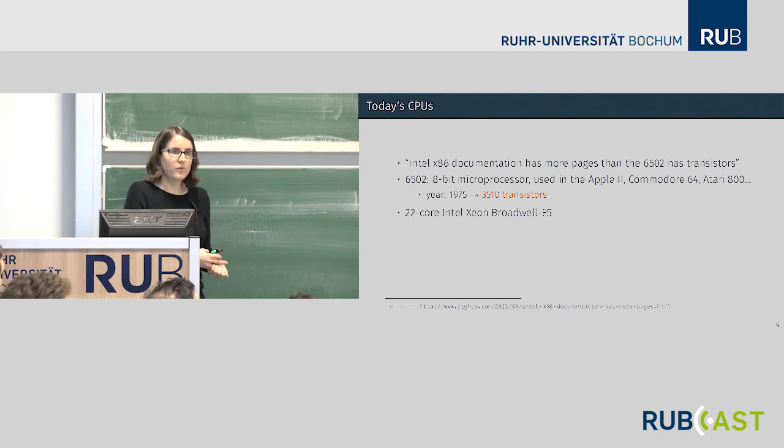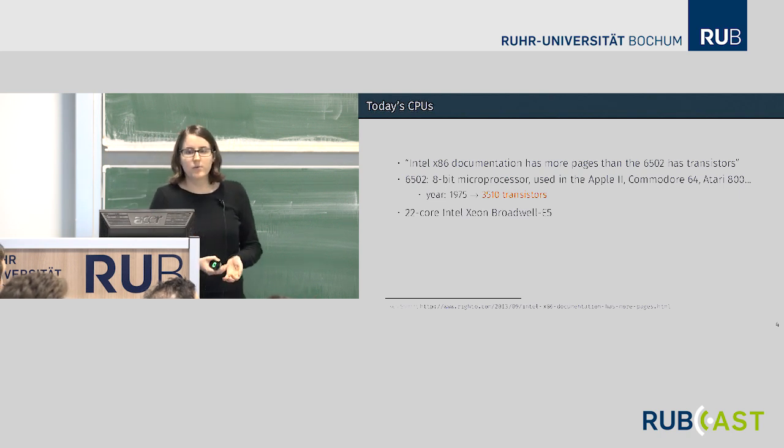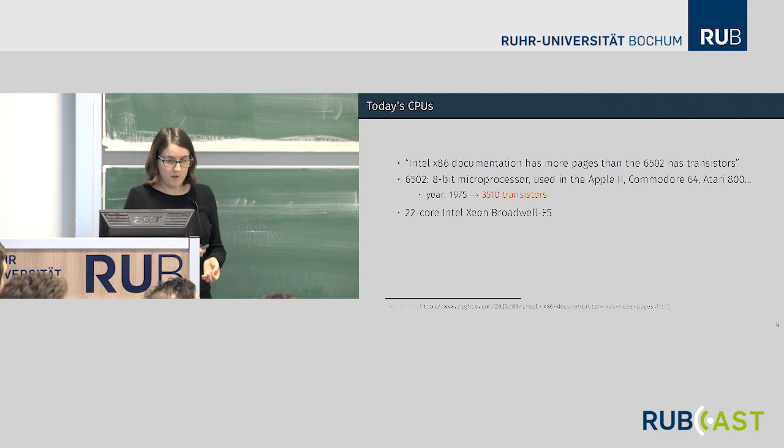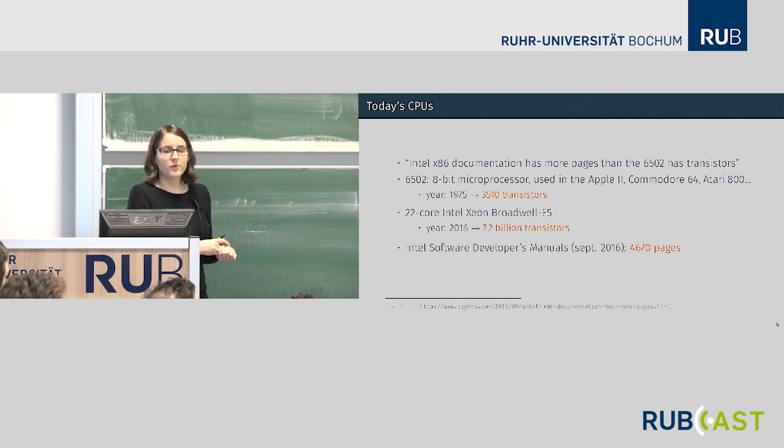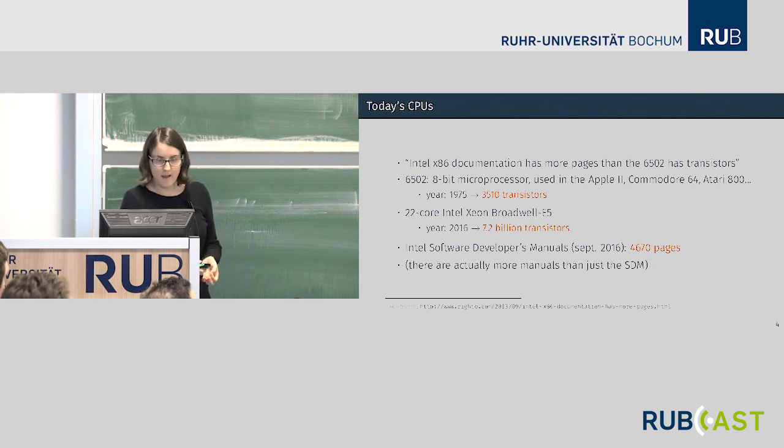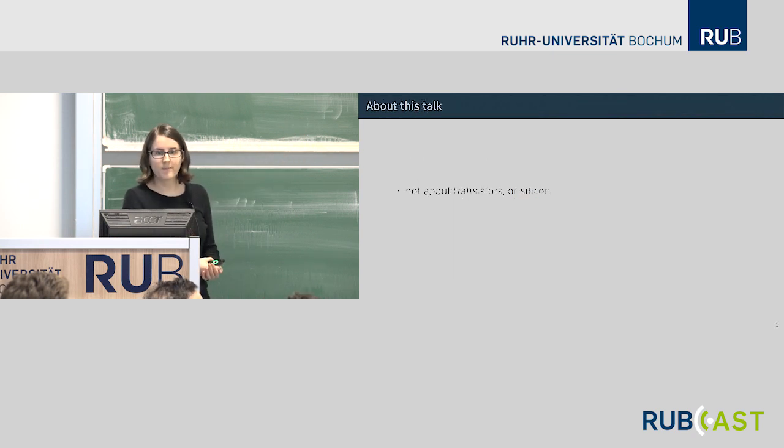And today, if we compare to the CPUs that we have now, like the 22-core Intel Xeon Broadwell E5, which was released this year, it has 7.2 billion transistors. That's quite a difference. And for comparison, the Intel Software Developer's Manual, as of today, has 4,670 pages. The funny thing is there are actually more manuals than just this one. So quite a lot of documentation.